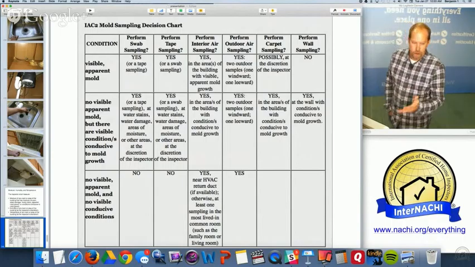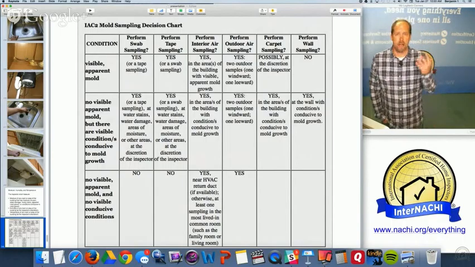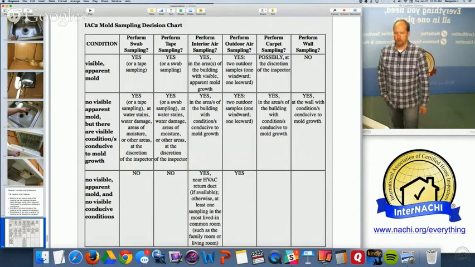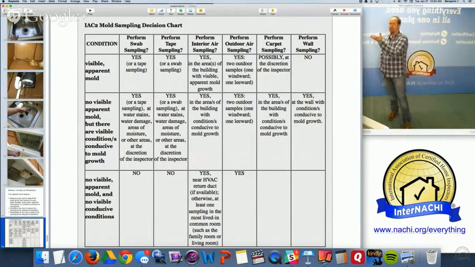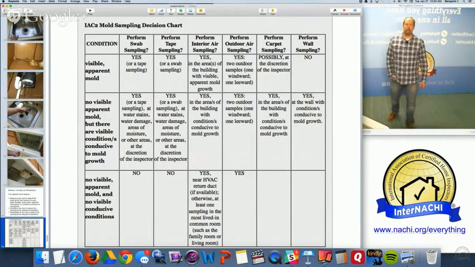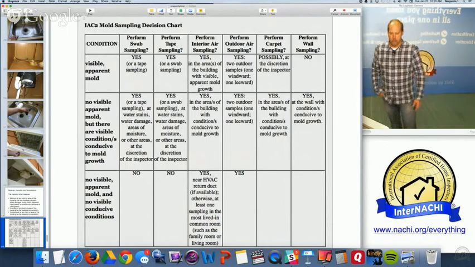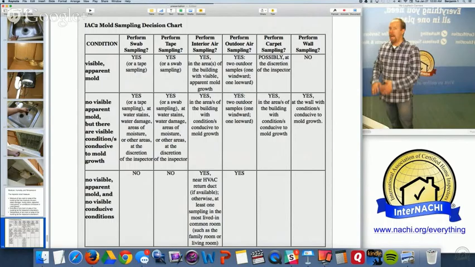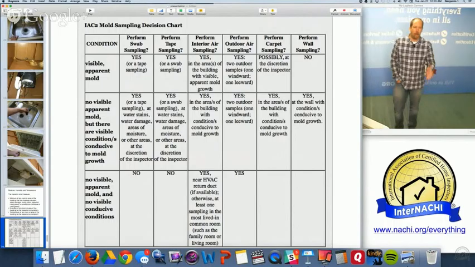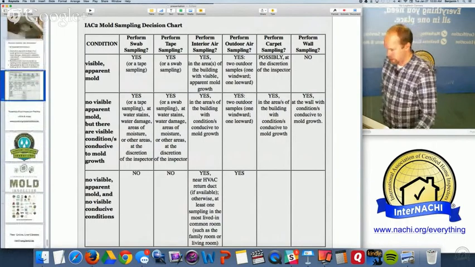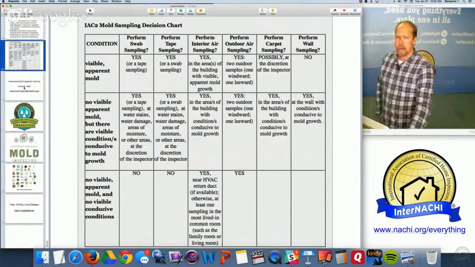And then if you don't have any observed indications of mold growth, and no conditions conducive to mold growth, your client may say, well, take a sample of the interior air anyways, because you can't see everything. You can only report on things that you observe. You're not required to report on everything visible, just those things that you observe and deem a problem. All right, so we made a mold decision chart for you, and that's in iac2.org.